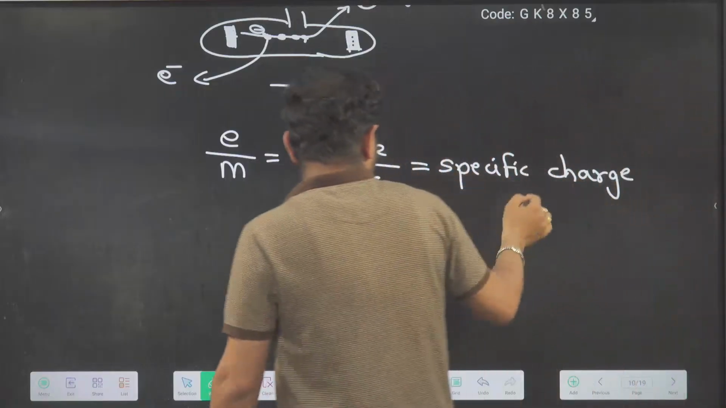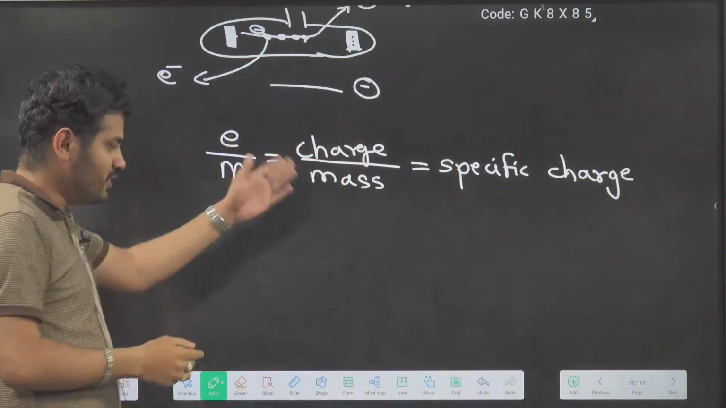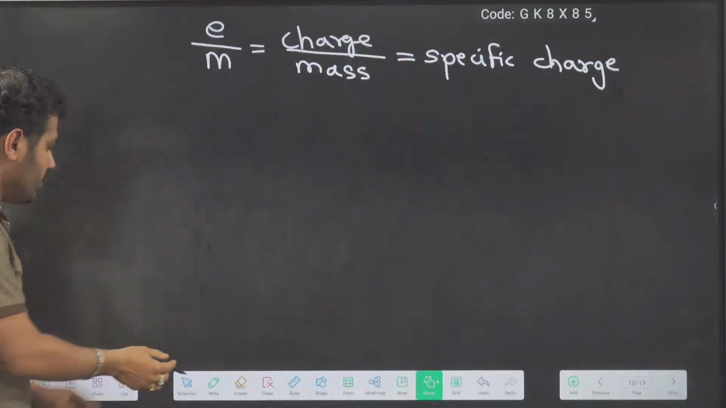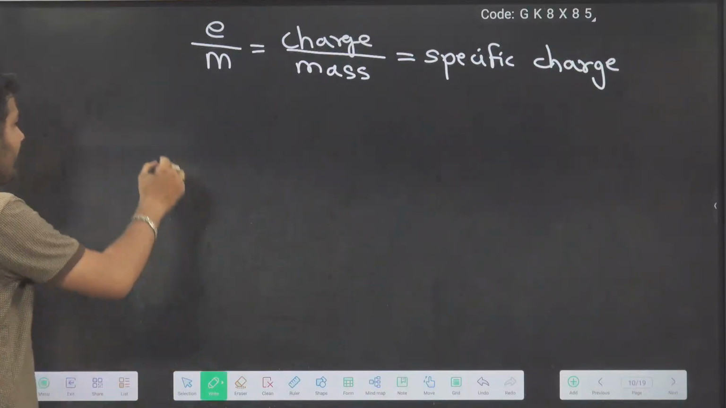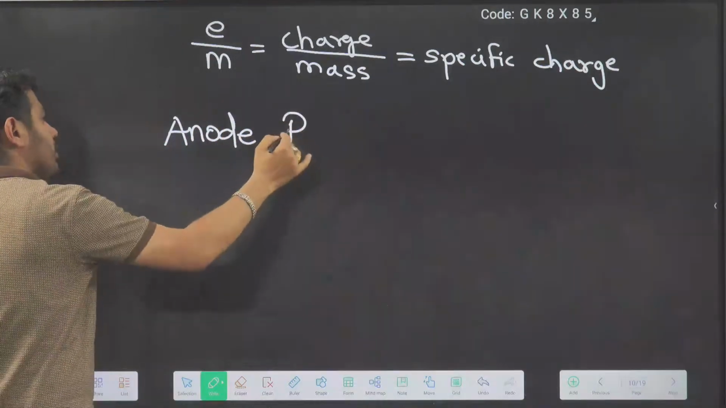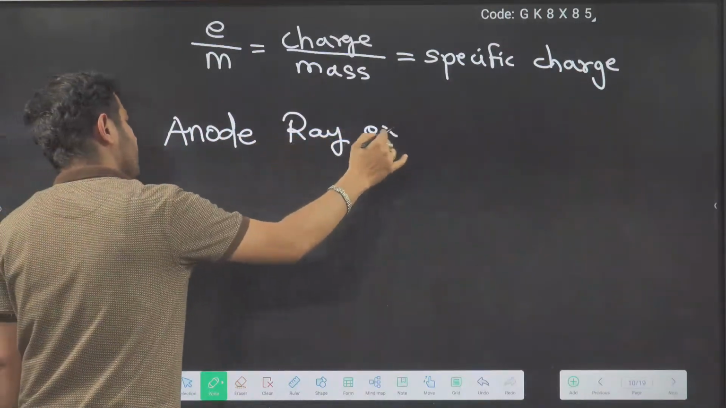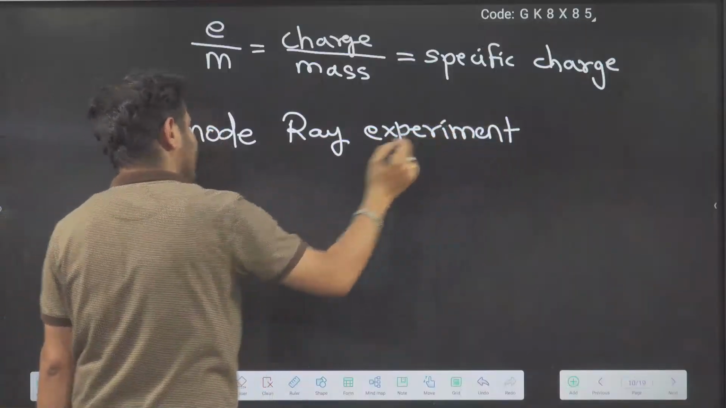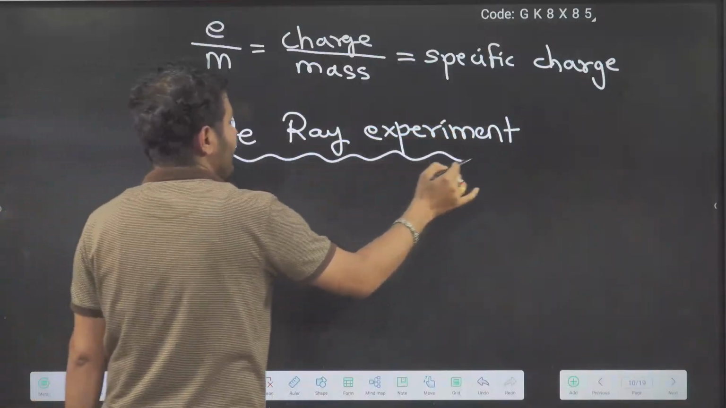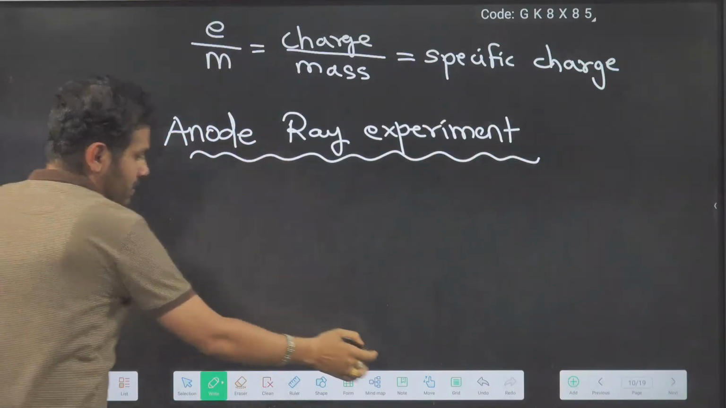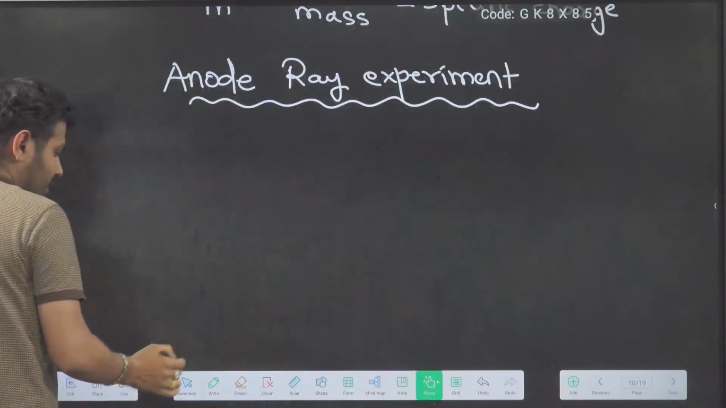Now we will talk about the specific charge of certain species after discussing the anode ray experiment. So let us go for the anode ray experiment now, right? So start with the anode ray experiment. Let us talk about what this experiment is.